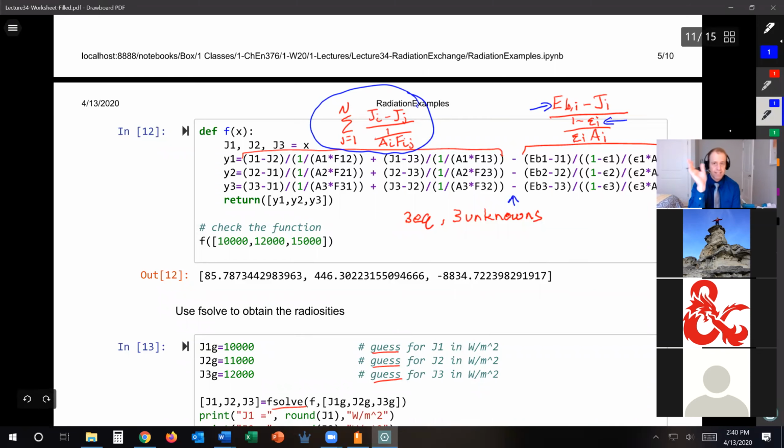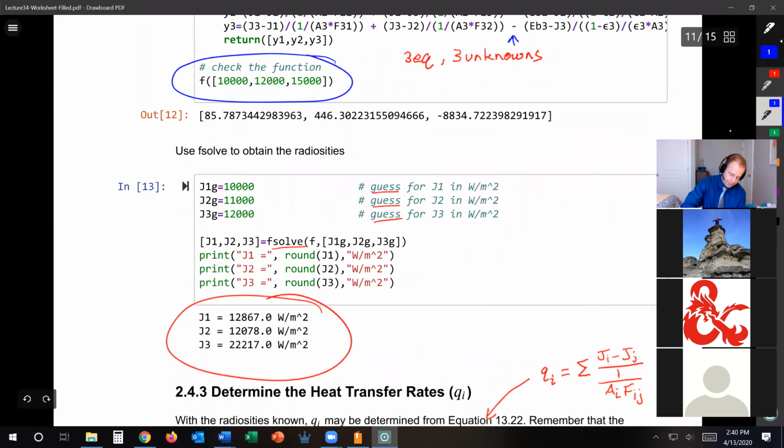All those have to be given in these. I'm going to solve 3 equations, 3 unknowns out. This is just to check the function to make sure I didn't have any errors in it, at least that it evaluated out. And then I use fsolve. I do 3 guesses, and it comes out to be these values here. So that's step 2.